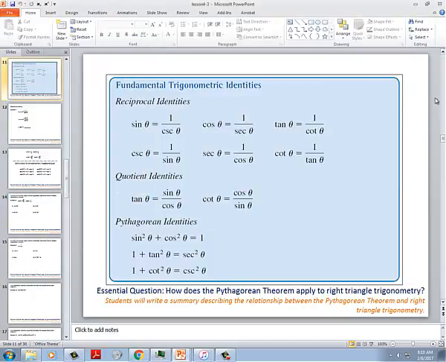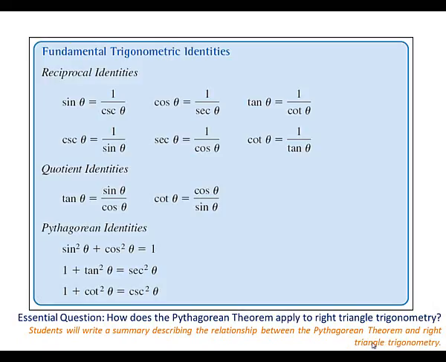Okay, let's just review really quick because this is what's going to come up in these first few. We've got our reciprocal identities, which is 1 over whatever the reciprocal is. So sine is 1 over cosecant, cosine is 1 over secant, and so on. Then we've got the quotient identities, which is tangent equals sine over cosine, and cotangent equals cosine over sine. And then we've got the Pythagorean identities. I'm not going to read those again, but they're there.